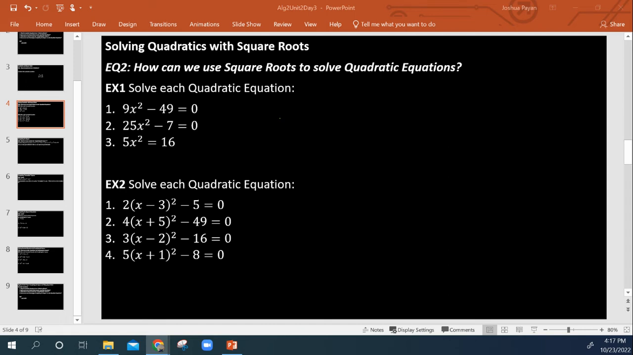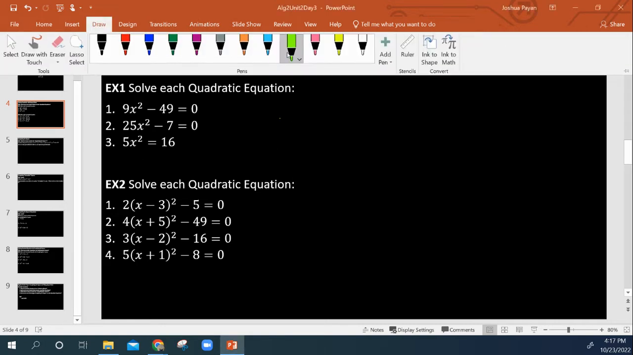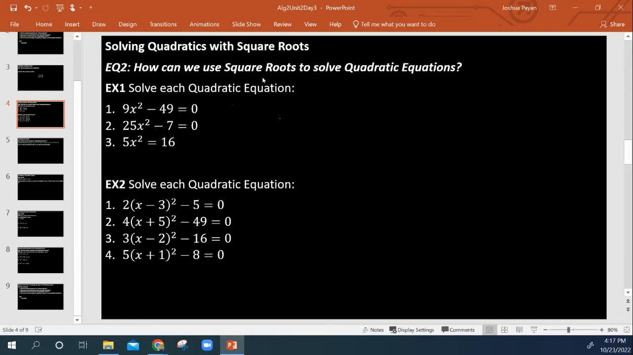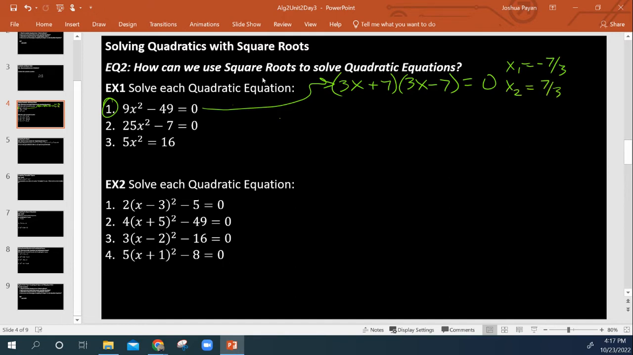Okay, so real quick, this video is going to cover how to solve quadratics with square roots. And what we really mean when we say that is basically we're just getting x by itself in the most straightforward way possible, right? So for example, looking at this first example, you could factor this into a difference of squares. So that's one way to do this one. We could say that this becomes 3x plus 7 times 3x minus 7, in that real conjugate pair, right? And then obviously our two answers, x1 would be negative 7/3 and x2 would be positive 7/3, right?